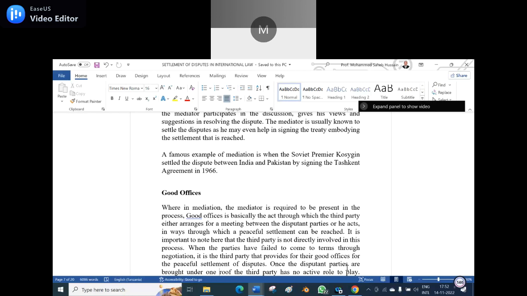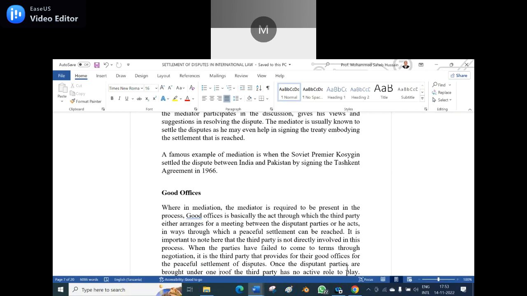It is clear, Prof. If the dispute is between Kenya and Tanzania, it will not be in Dar es Salaam, it is not Nairobi, but they will make Kampala the place where the agreement could be made. A different place. Good offices.